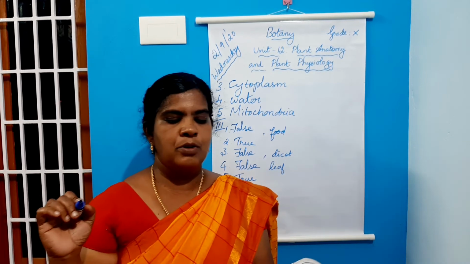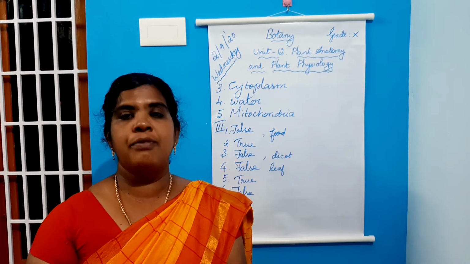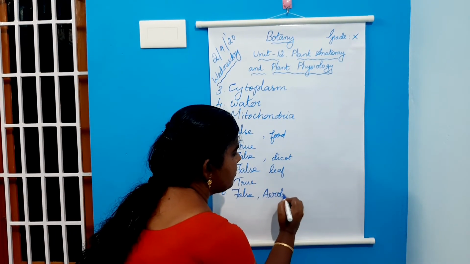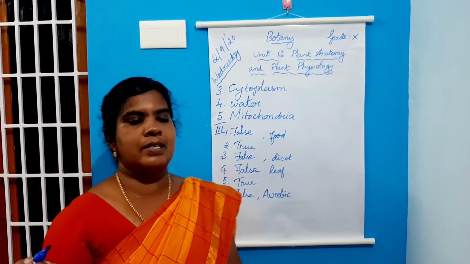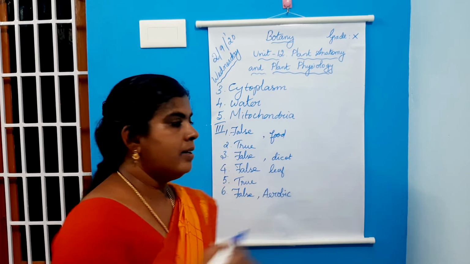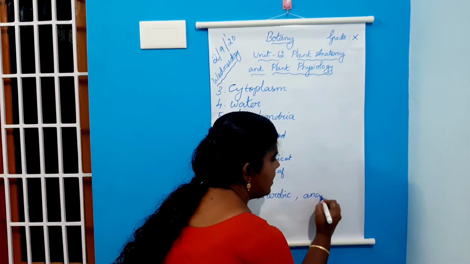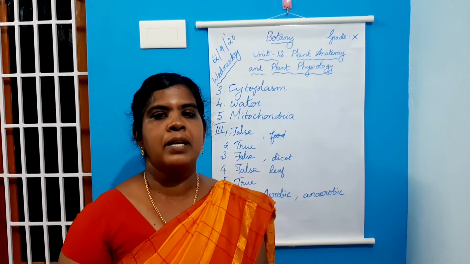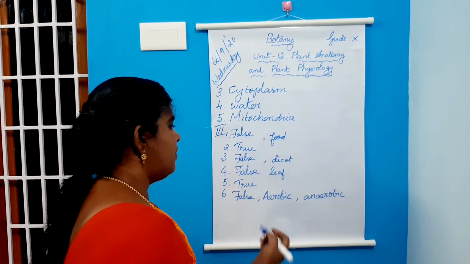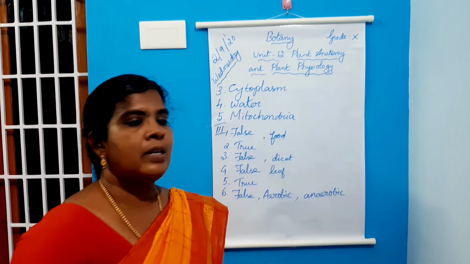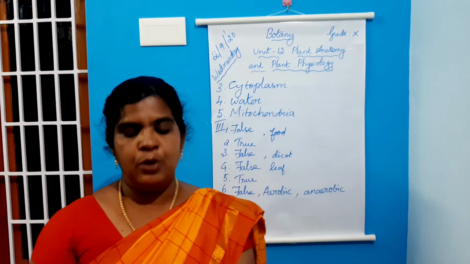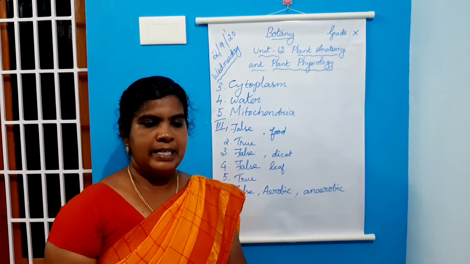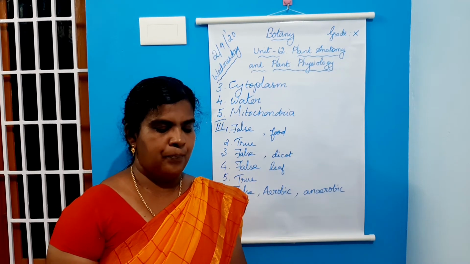Anaerobic respiration produces more ATP. Instead of anaerobic respiration, you have to write aerobic. Aerobic respiration produces more ATP than anaerobic respiration. So instead of aerobic, you have to write anaerobic, and instead of anaerobic, you have to write aerobic. I am telling the statement once. Sixth statement: aerobic respiration produces more ATP than anaerobic respiration.